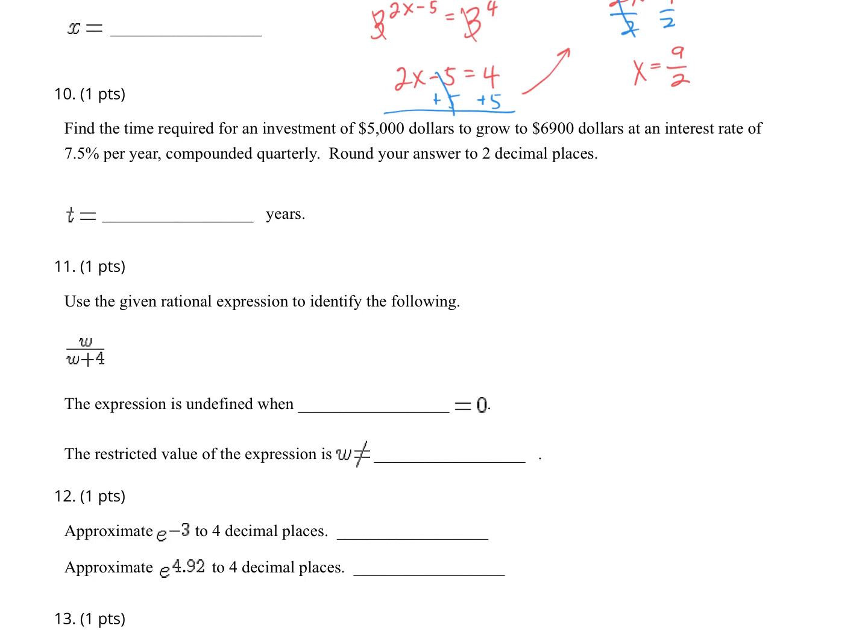Number 10, find the time required for an investment of $5,000 to grow to $6,900 at an interest rate of 7.5% per year, compounded quarterly. Round your answer to 2 decimal places.